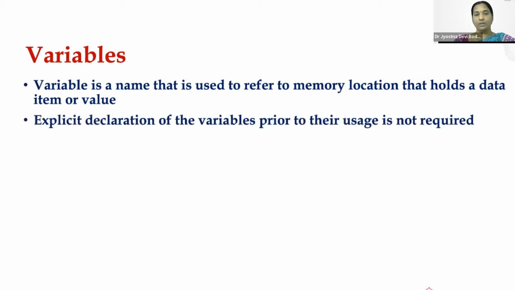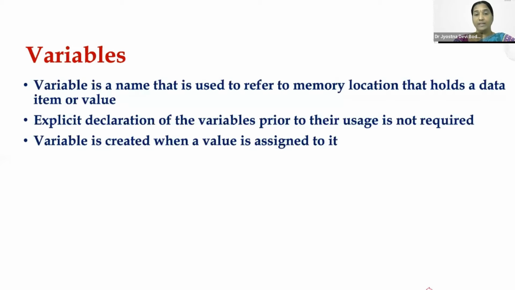And in the case of the Python programming language, there are certain properties related to variables. Let's try to understand that. The explicit declaration of variables is not required prior to their usage. That means before you use any variable, you need not declare it. In the C programming language, it is very important to declare the variable before its usage, otherwise it is not valid to use it. But that constraint has been relaxed in the Python programming language.